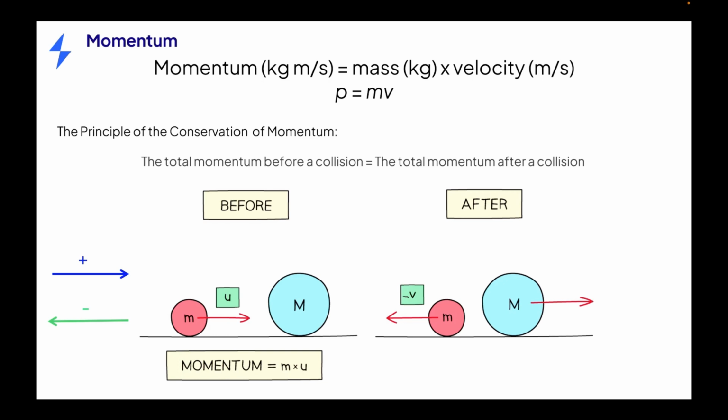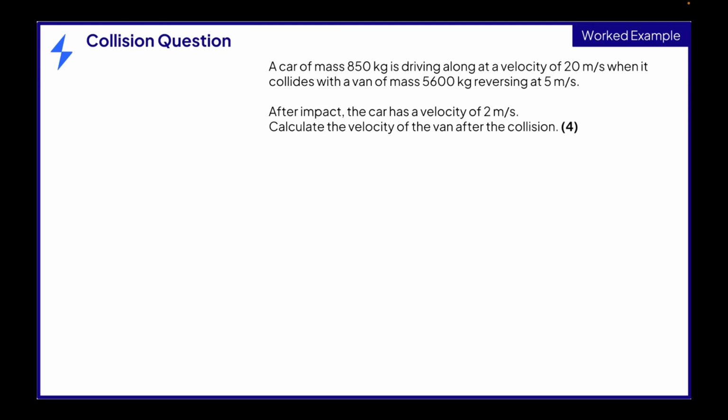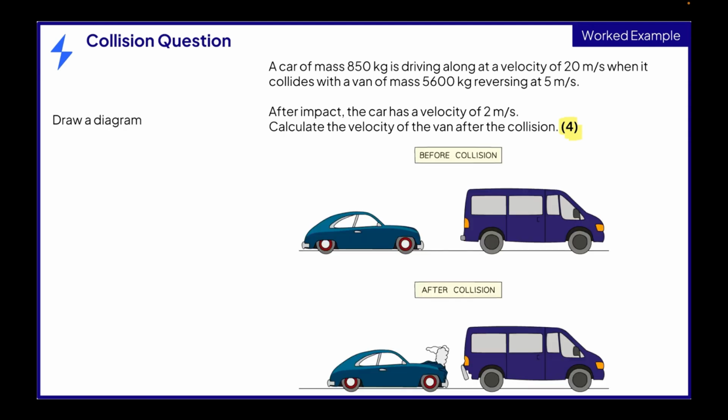The stationary mass has an initial velocity of 0, so an initial momentum of 0. The red object has an initial velocity of little u, so the momentum before the collision is little m times little u. After the collision, the objects are now moving away from each other. This means the velocity of the red object is negative, as it is moving in the opposite direction to before. The blue object is now moving, so now has momentum. Its velocity is big V and is positive, so the momentum of both objects after impact is given by big M times big V minus little m times little v.